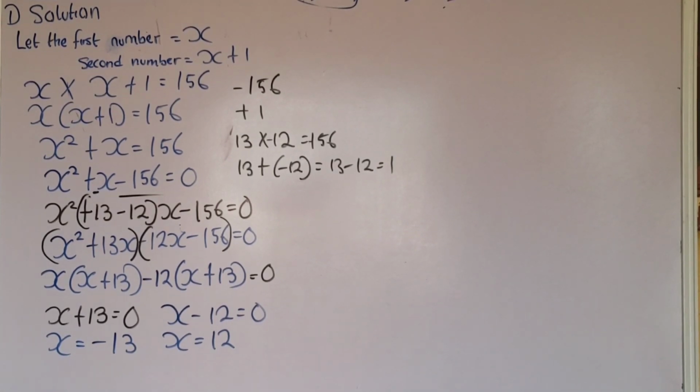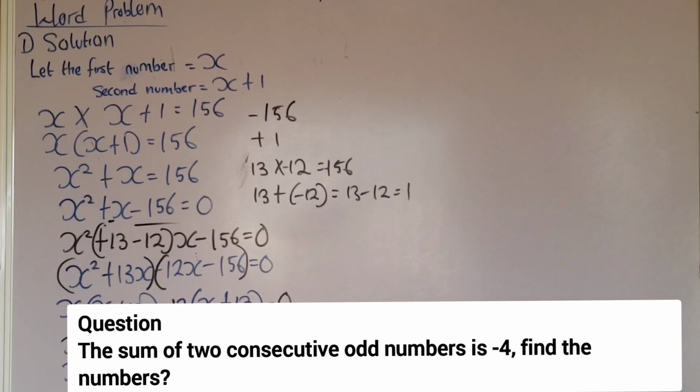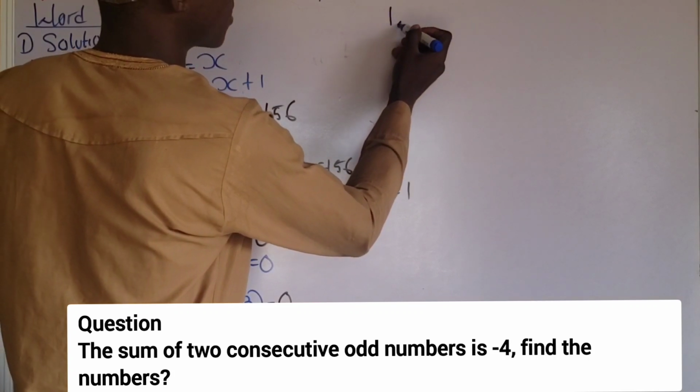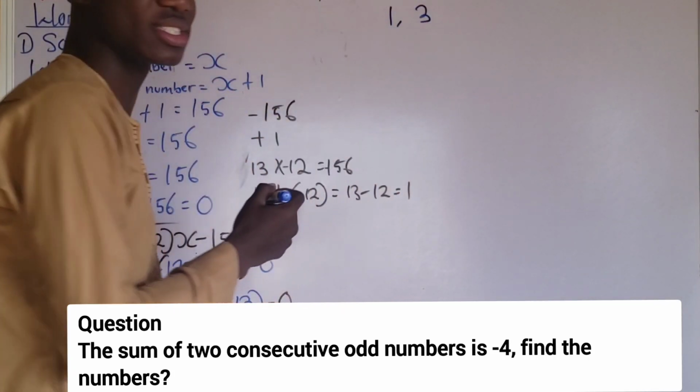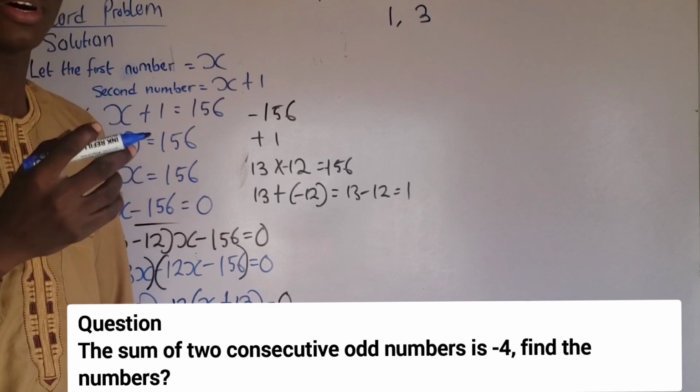Okay, let's have another question. The sum of two consecutive odd numbers is negative 4. Find the two numbers. What are odd numbers? Odd numbers are numbers that differ by 2. You understand? When we talk about consecutive odd numbers, these numbers differ by 2. So let's say the first number is 1, the second number will be what? Will be 3. You understand? Because the two consecutive odd numbers differ by 2.